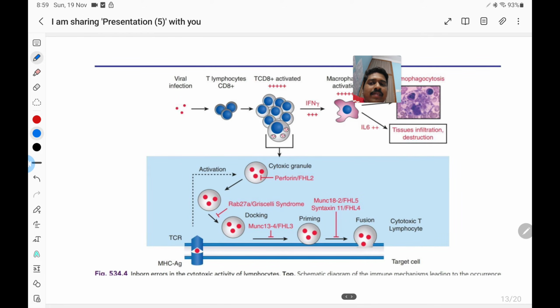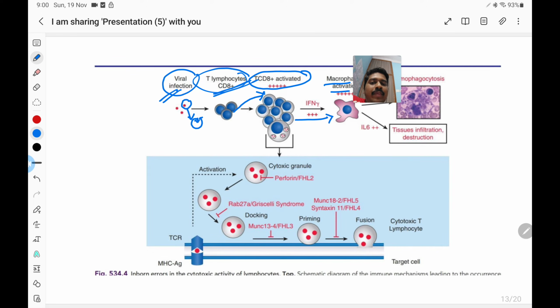So what happens in an HLH? HLH was first described in viral infection. This is the model we'll see to understand the pathogenesis. Any viral infection or any other bacterial infection, these organisms will enter the cells, and these cells will be presented by macrophages to the cytotoxic T cells. These cytotoxic T cells, CD8 plus, will be activated because of these virus infected cells, and this activation will in turn cause macrophage activation, and macrophages will kill the cells.